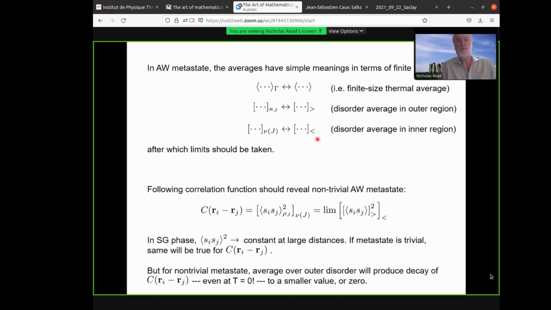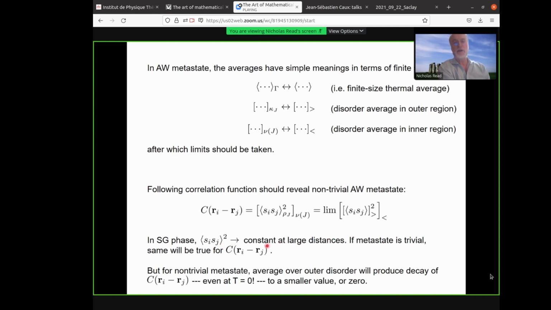So now the following correlation function should reveal whether or not we have a non-trivial Newman-Stein metastate. What we do is we take the thermal average of S_i S_j in the metastate average state, we square it, as is typical in spin glass theory, and then we take the average over the disorder nu of j. So that's the limit of this kind of average here, where we do the thermal and outer average before we square, and then we take the average over the disorder in the inner region, and then we take the limits. And this differs from the usual spin glass correlation function.